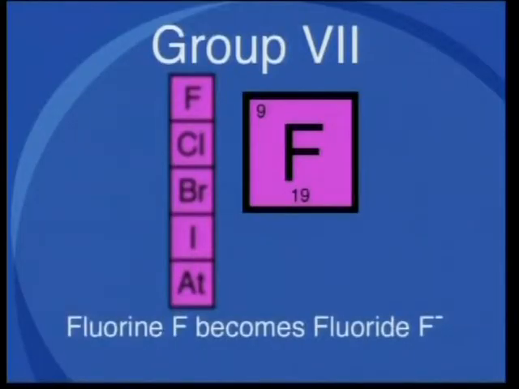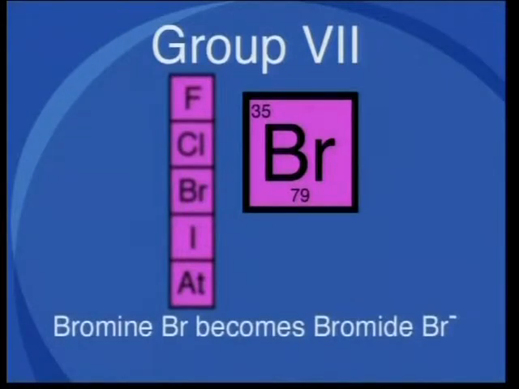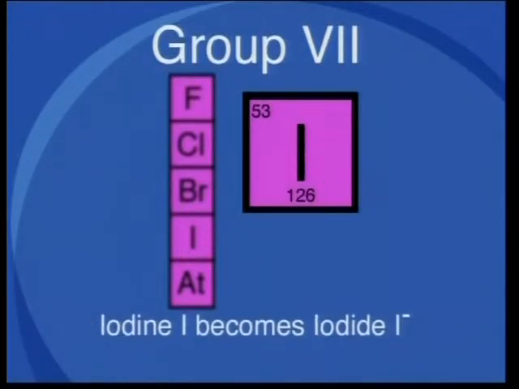Let's now take a closer look at the group 7 halogens. To assist us in using the correct terminology, here are the names of the group 7 halogens when they are chemically bonded to form halides. Fluorine becomes fluoride, chlorine becomes chloride, bromine becomes bromide, and iodine becomes iodide.